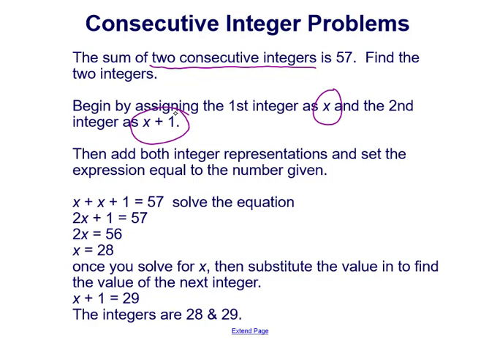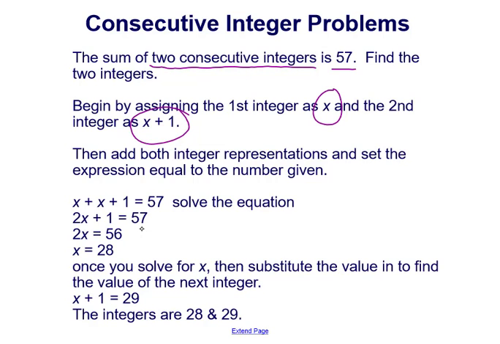And then we're adding both integer representations and setting the expression equal to the number given. In this case, it's 57. So that equation would be x plus x plus 1 equals 57. We can then solve that equation by combining our like terms. So x plus x is 2x. So 2x plus 1 equals 57. Then we subtract 1 from both sides to get 2x equals 56. And then we divide by 2 on both sides to get x equals 28.